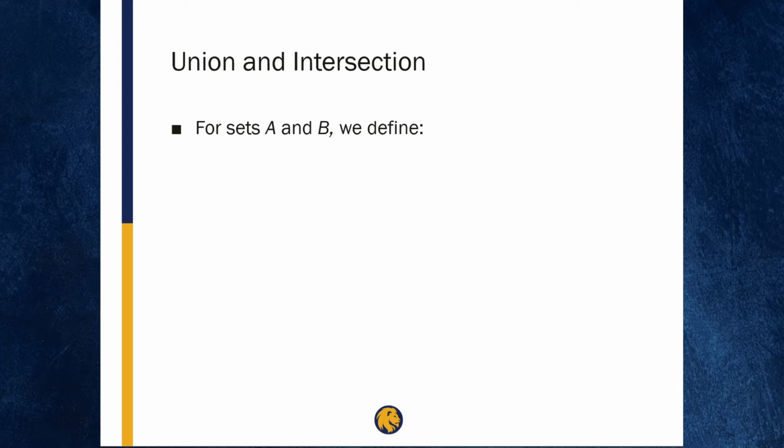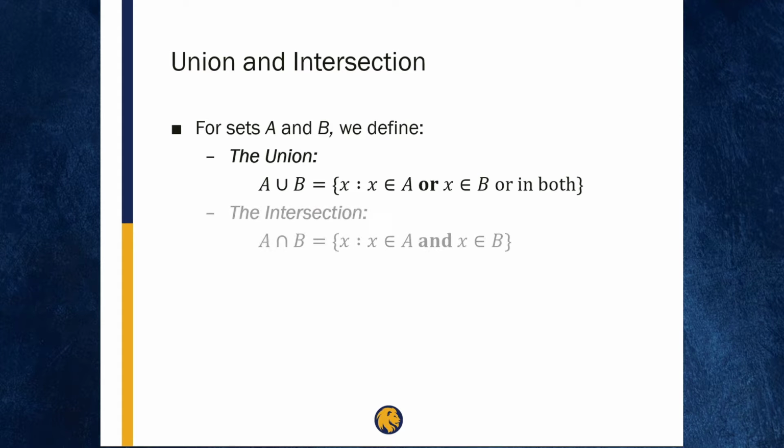For sets A and B, we defined first the union, A union B, as the set of all x such that x is an element of A, or x is an element of B, or x is in both. We define the intersection, A intersect B, as the set of all x such that x is an element of A and x is an element of B.